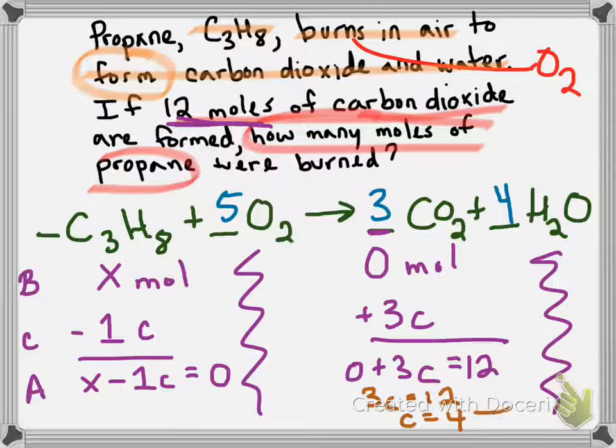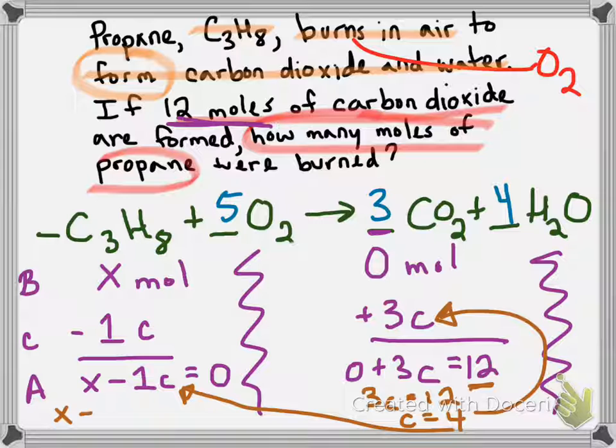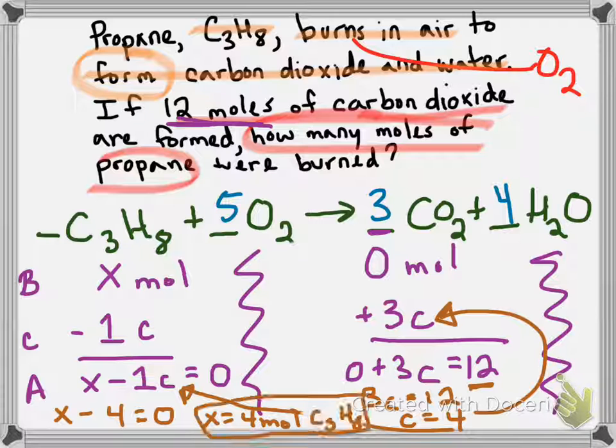Let's just check that. If we put in 4 for our C, 3 times 4 would give us 12 moles of carbon dioxide. So now I can put in 4 for my C over here. I'm going to have x minus 1 times 4, which is 4, equals 0. So my x has to be 4 moles of propane. So that's my answer to this problem. Go ahead and try number 3.